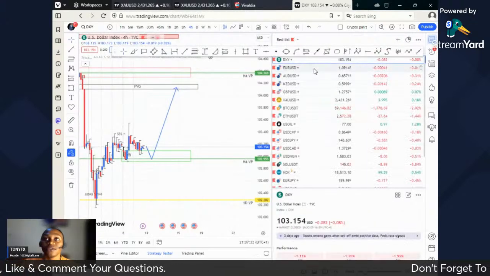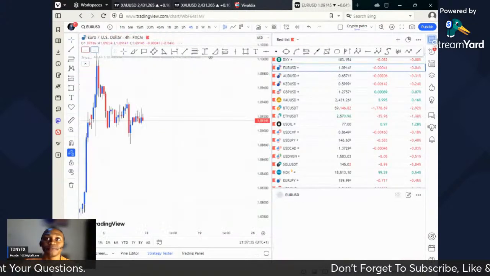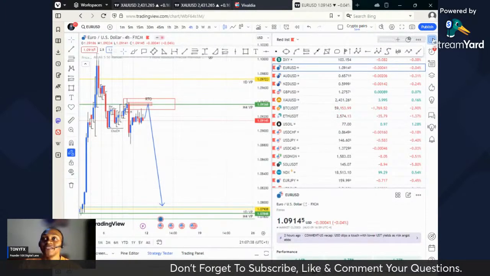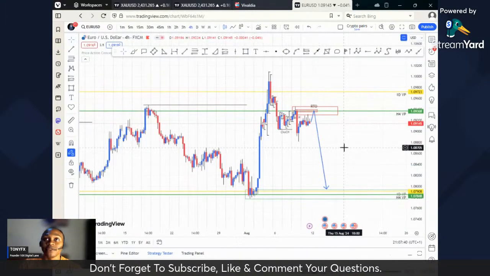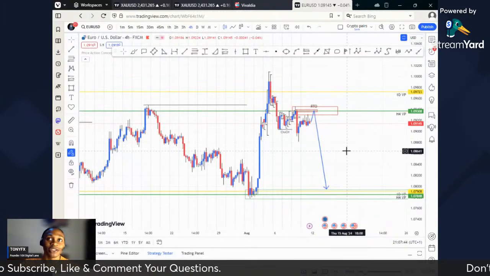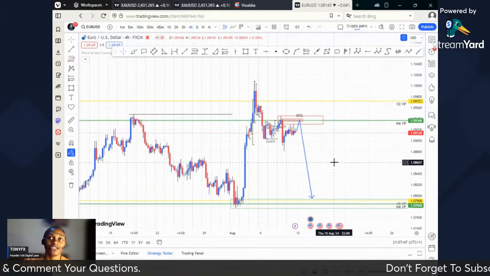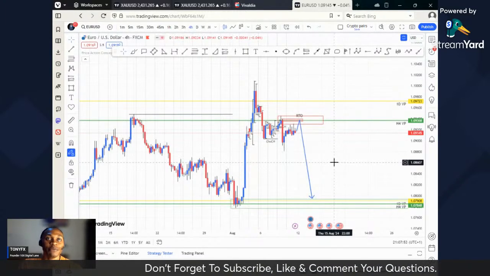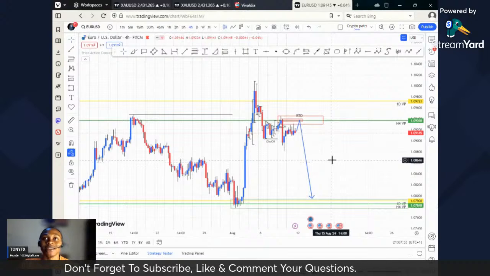So with that said, let's head to EUR USD. EUR USD is 80% correlated with the dollar. So if the dollar is going up, EUR USD is going down. If the dollar is going down, EUR USD is going up. You might be wondering why. It's because the dollar is quoting the euro. Euro is the base currency and dollar is the quote currency.